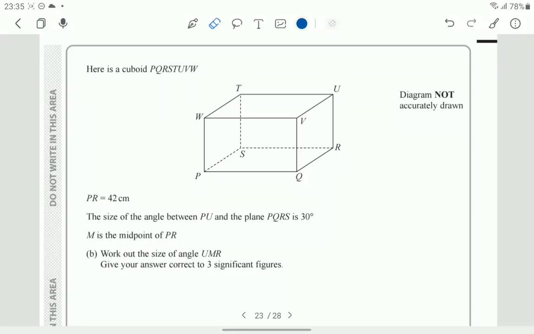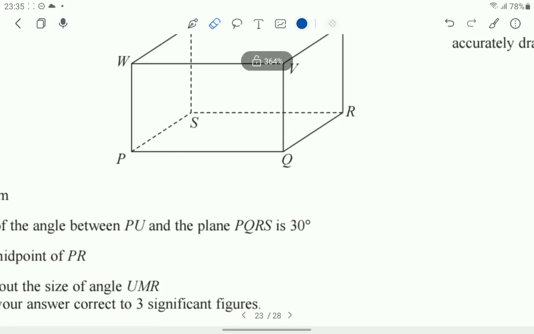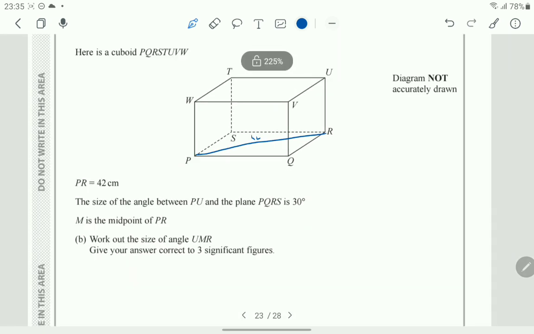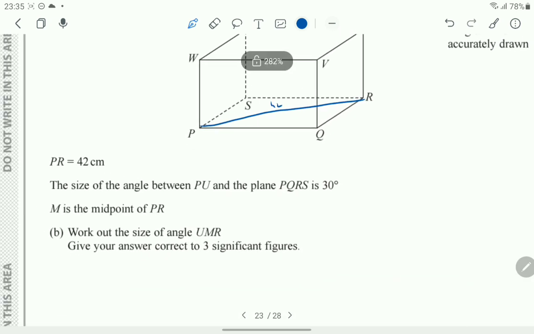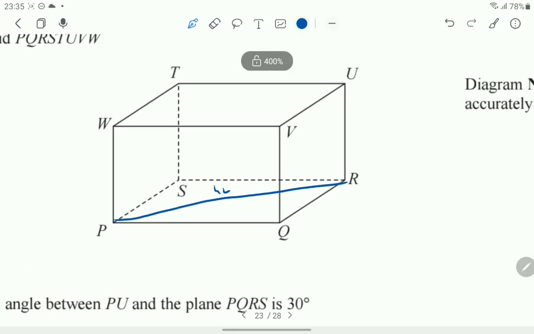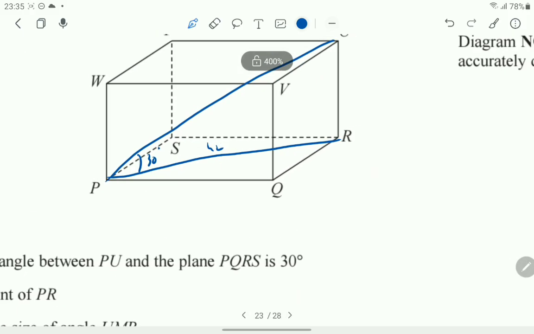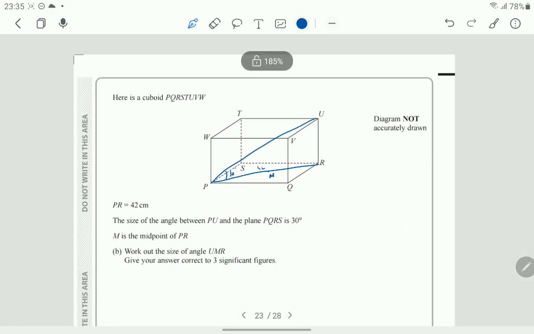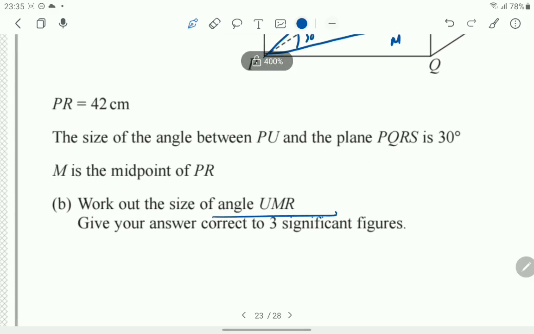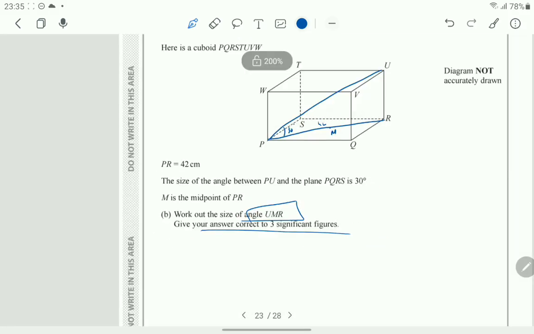The question tells us here is a cuboid PQRSTUVW. PR is 42 centimeters. So this line PR is 42 centimeters. The size of the angle between PU and the plane PQRS is 30 degrees. So PU and this is 30 degrees. And M is the midpoint of PR, so M is somewhere here. Work out the size of the angle UMR. Give your answer correct to 3 significant figures.